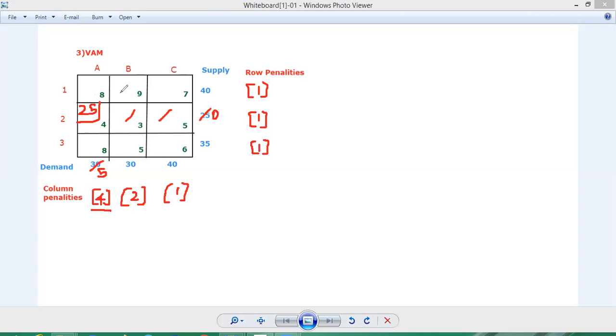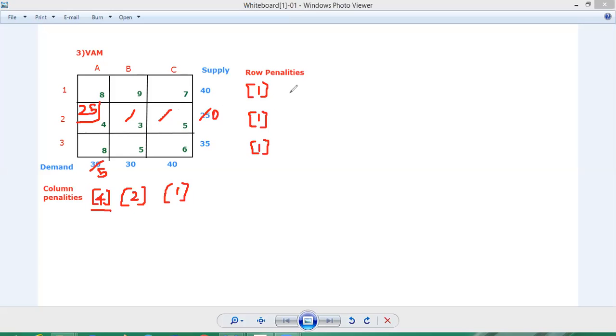Now again to allocate resource to the next cell we have to compute a row penalty. So here as you can see we have only 2 rows in this entire table. In this second row, one cell we have allocated resources to, and these 2 cells we have deleted.